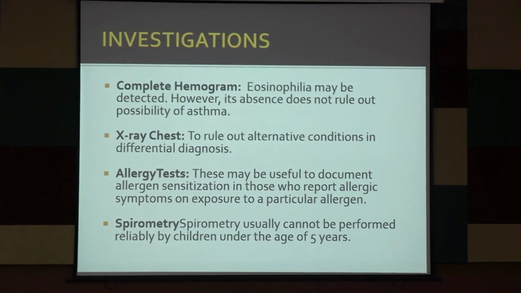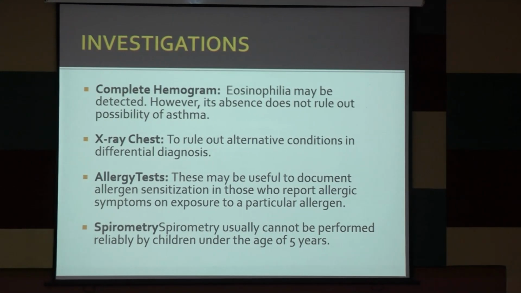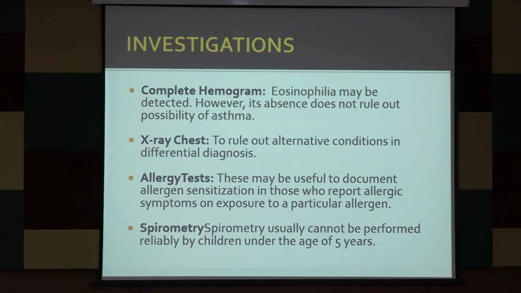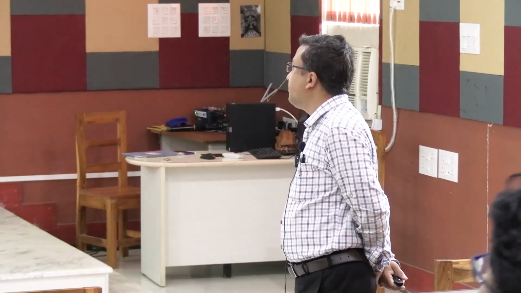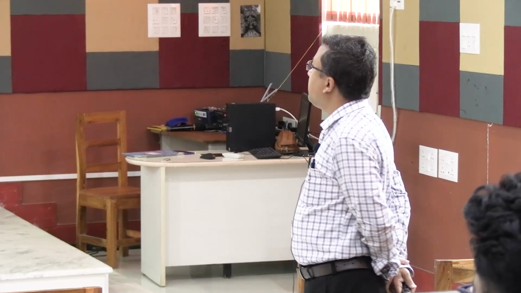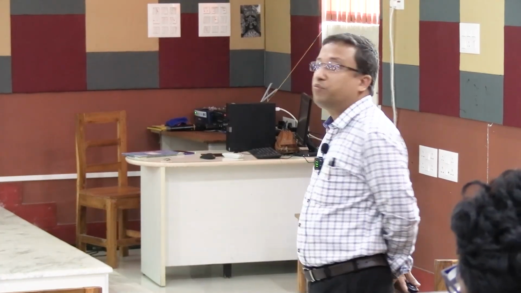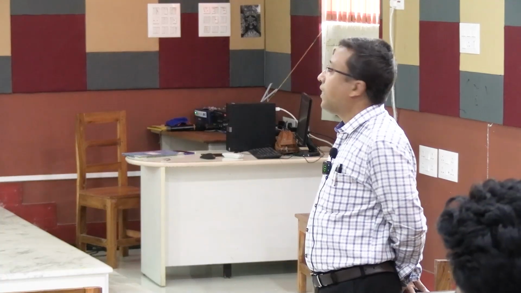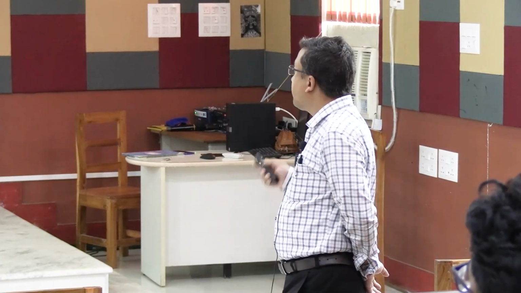What are the investigations needed? Complete hemogram: if there is eosinophilia, that may support the diagnosis of asthma. Already told, eosinophil more than 4% will come as a minor criterion. Chest X-ray just to rule out alternative conditions, and allergy test is done to document allergen sensitization in those who report allergic symptoms on exposure to a particular allergen. Spirometry is useful only in children above 5 years of age.